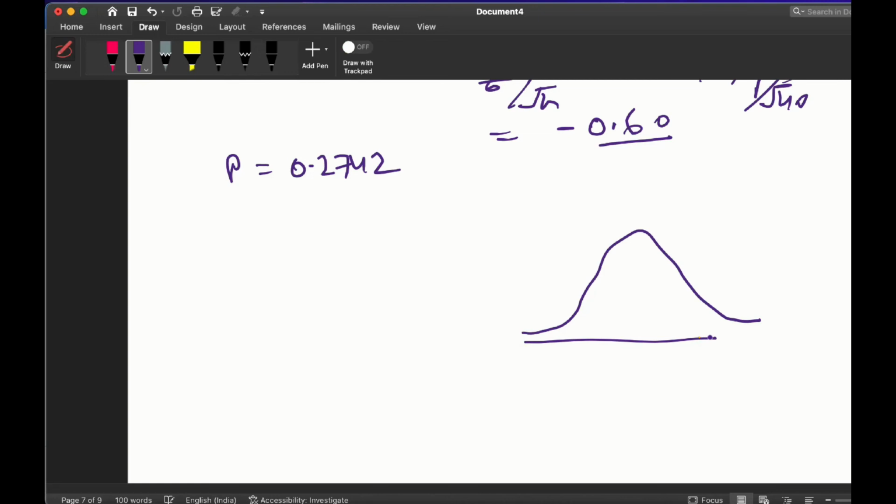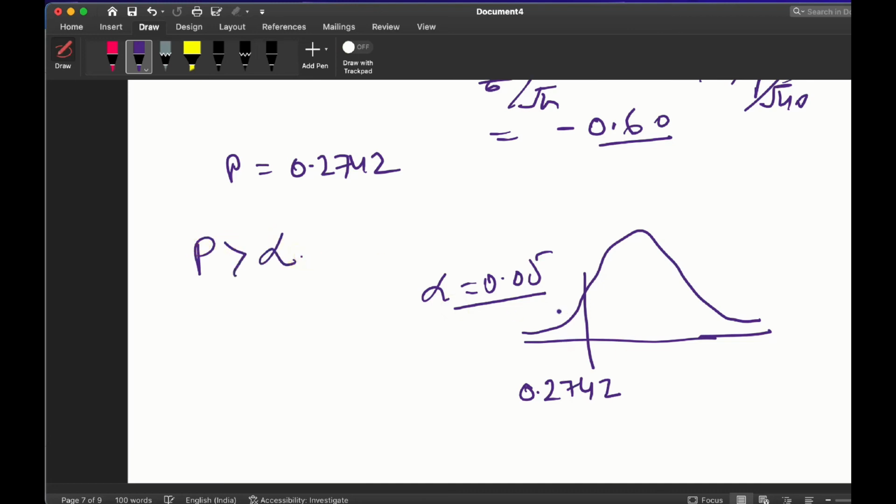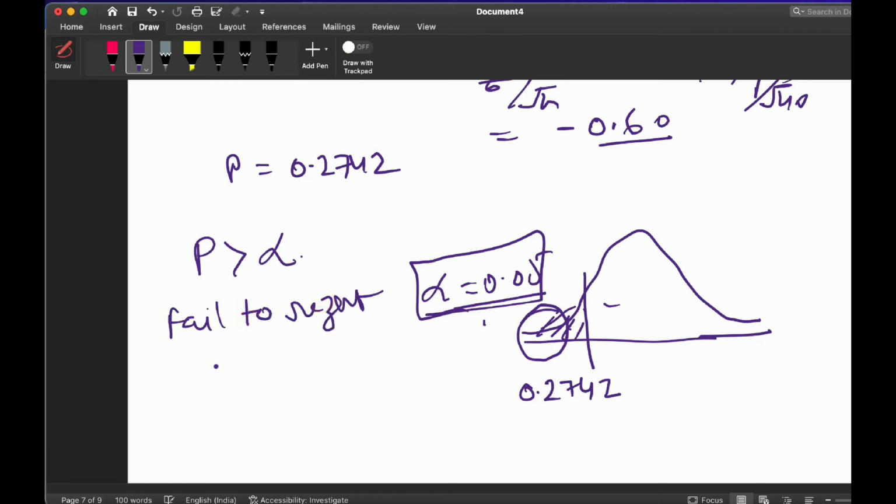So again we will check from the graph that it is coming 0.2742, and our alpha is 0.05. So p is greater than alpha, which means the area of p is coming into the acceptance region, because our alpha rejection region is very low. So we fail to reject the null hypothesis.